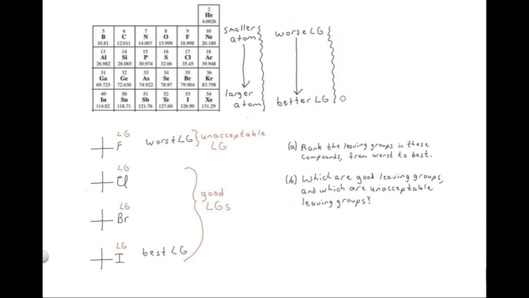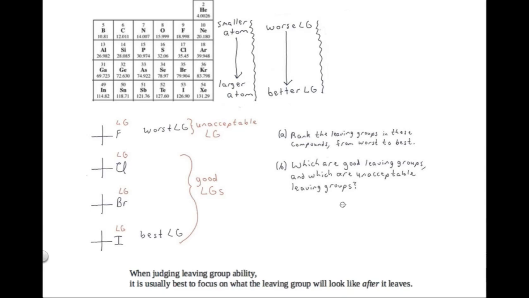Well, then the next step is to explain that. Why are larger atoms better leaving groups? To understand that, we need to use this idea. When judging leaving group ability, it is usually best to focus on what the leaving group will look like after it leaves. Let's apply that to these examples. What would these leaving groups look like after they leave? You might want to pause the video and think about it.